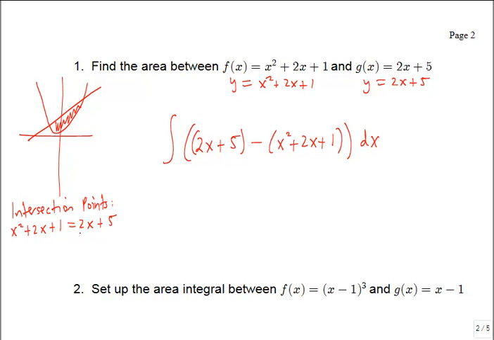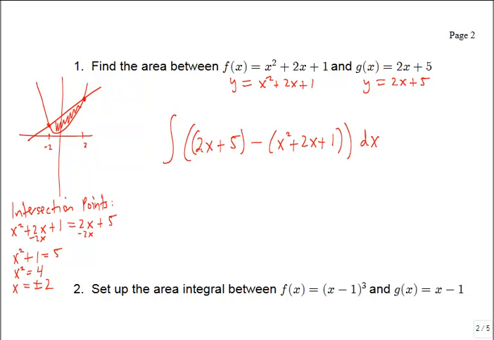If I subtract the 2x from both sides, then it cancels out. So I get x squared plus 1 equals 5. If I subtract the 1 over, I'm going to get x squared equals 4. And if I take the square root of both sides, that gives me a plus and a minus 2. So my bounds are negative 2 over here and positive 2 over here. So that's where this point is intersecting and this intersection point over here.